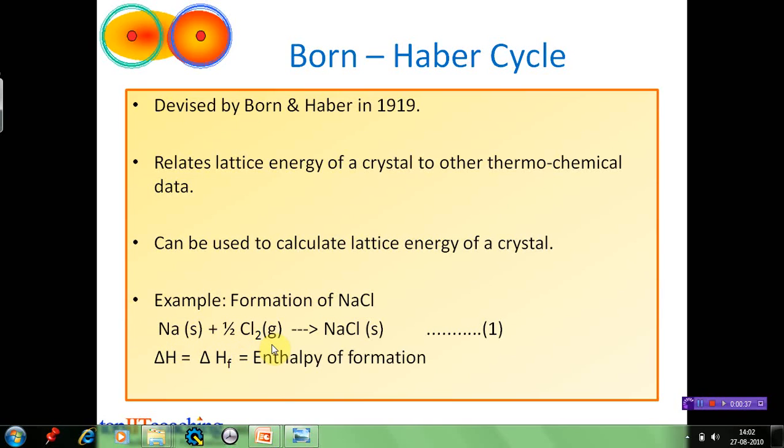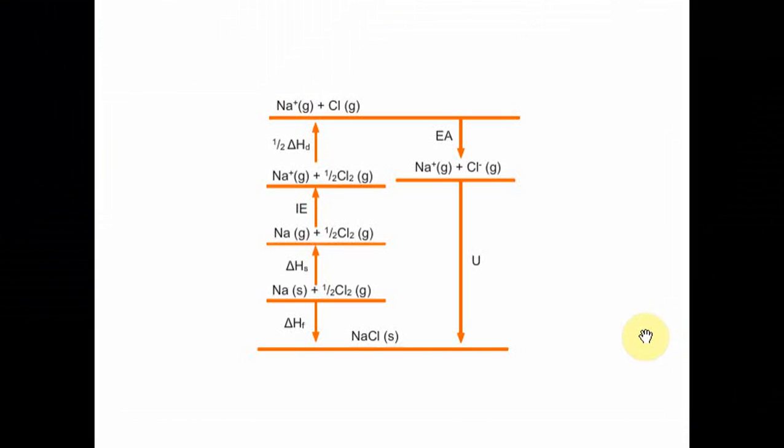Standard state of sodium is solid and for chlorine it is gas. So initially we have solid sodium and gaseous chlorine, which ultimately form the ionic compound sodium chloride, which is again a solid. This equation expresses this phenomenon for the formation of 1 mole of sodium chloride. The change of enthalpy in this reaction will be equal to the enthalpy of formation.